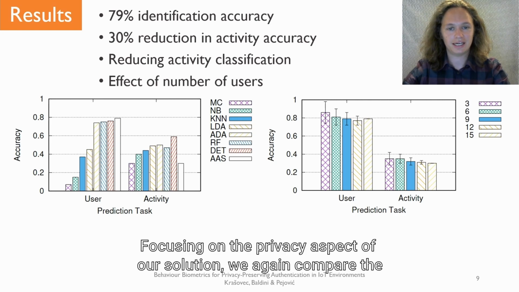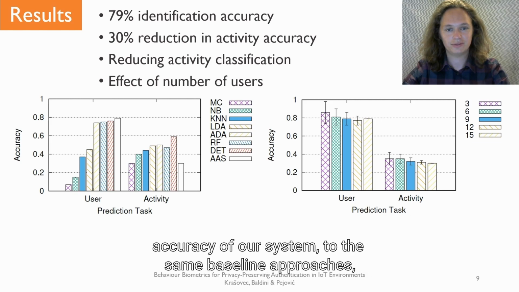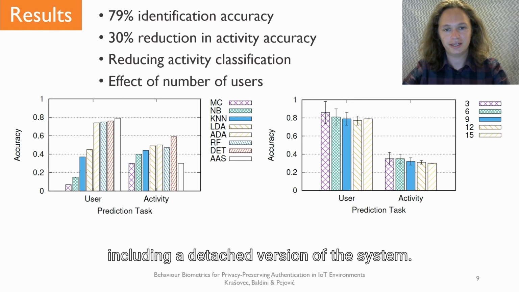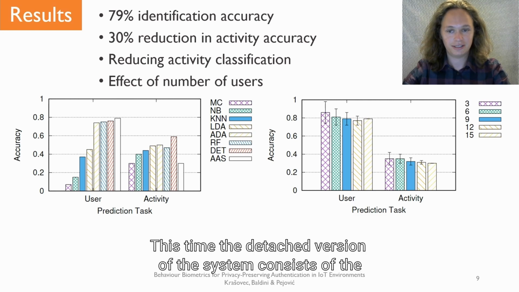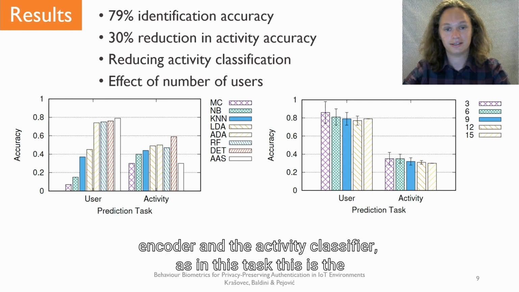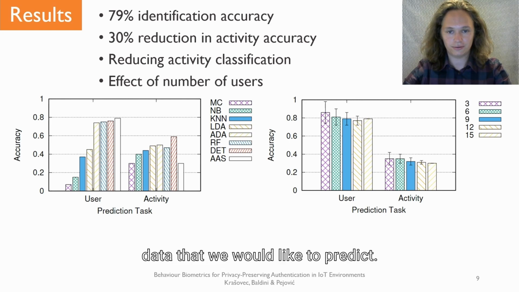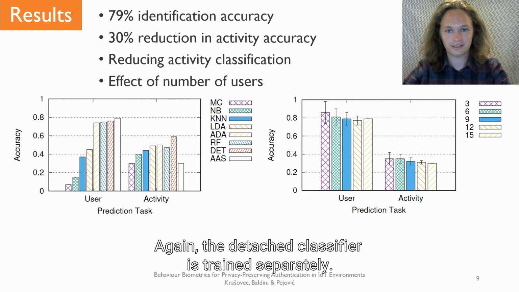Focusing on the privacy aspect of our solution, we again compare the accuracy of our system to the same baseline approaches, including a detached version of the system. This time, the detached version of the system consists of the encoder and the activity classifier, as in this task, this is the data that we would like to predict. Again, the detached classifier is trained separately.